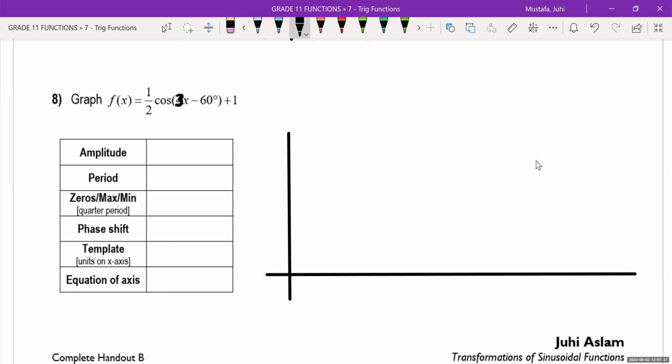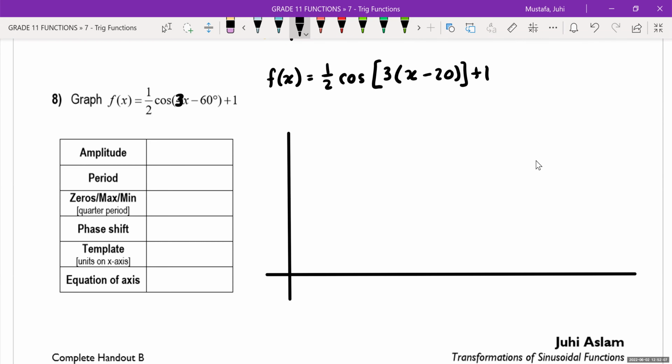Okay, when you look at this question, what is the very first step that we should be doing? What's that? Good. I'm glad you noticed that because this question is not factored. We definitely need to start off by factoring it. So we're going to go f of x is equal to a half cos. I just use a square bracket. I'm going to factor out the 3, and I'll be left with x minus 20 plus 1.